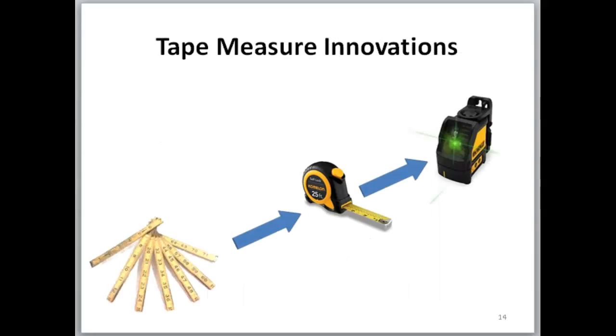Now, the tape measure has gone through a number of innovations, from the folding tape to the retractable tape, all the way to what is now being used extensively, what is known as a laser tape. Pretty much you can hold a tape from one end and it beams light across the room, which allows you to get the measurement across spaces.